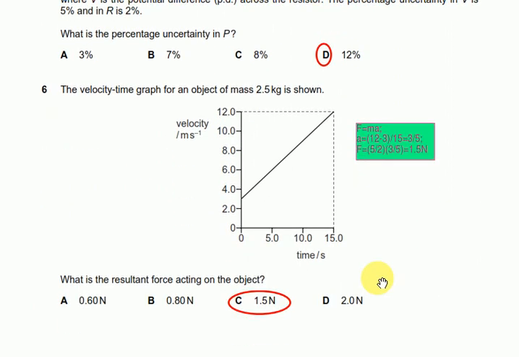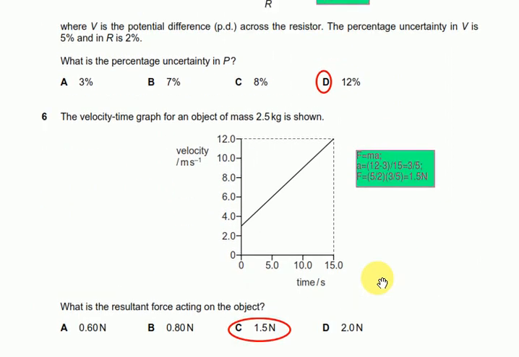Question number 6 says that the velocity time graph for an object of mass 2.5 kg is shown. What is the resultant force acting on the object? We simply have to apply F equals ma, and acceleration can be found from the velocity time graph. 12 minus 4 divided by 15 minus 0, that's 3 by 5, multiplied by 2.5, which makes up 1.5 newtons. So question number 6, the answer is C.